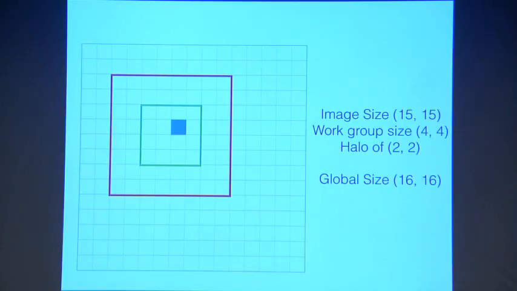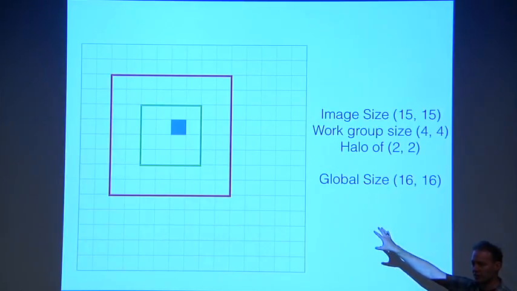I have a better version now of what I was trying to draw. I want to clear it up because this will appear in a couple of problems. If any of you are doing GPU image processing where you load up a local buffer, you'll need to be able to do this. We have an image that's 15 by 15. We're going to use a workgroup size of 4 by 4, and whatever process we have has a halo of 2 by 2. So every pixel in the green square is where we're actually computing.